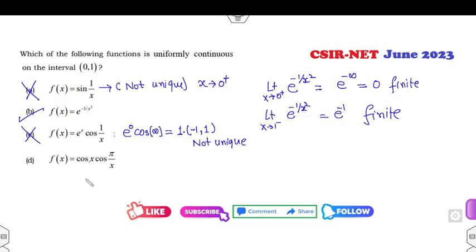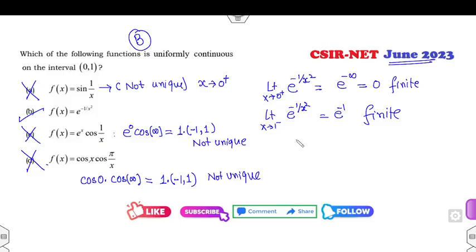If I take 0, then it will be cos 0 into cos of infinity. Cos 0 is 1. Cos infinity is any number lying between 1 and -1. That's again not unique. So the right answer is only B. And you can see this is a very recent year paper, and you can get your answer with the help of 10 to 15 seconds of time.